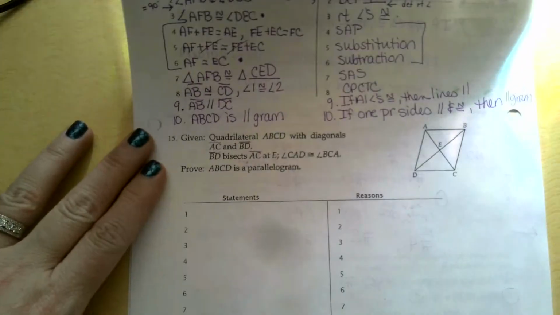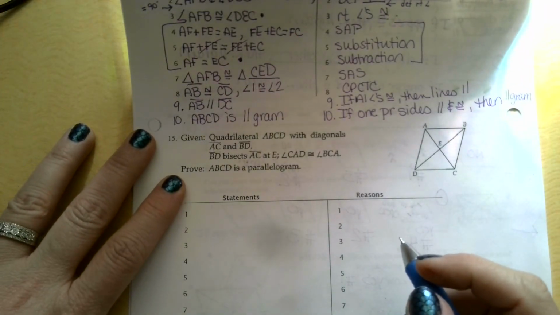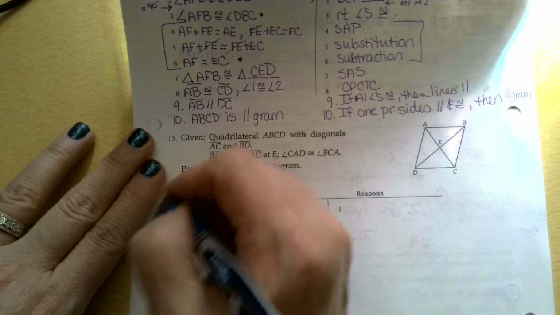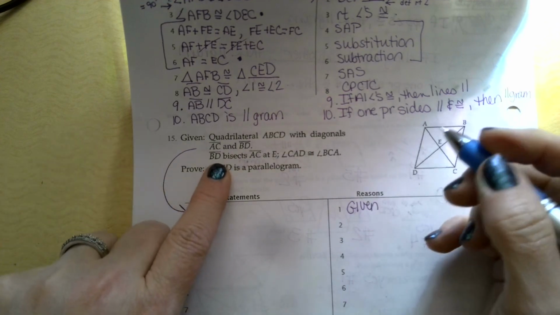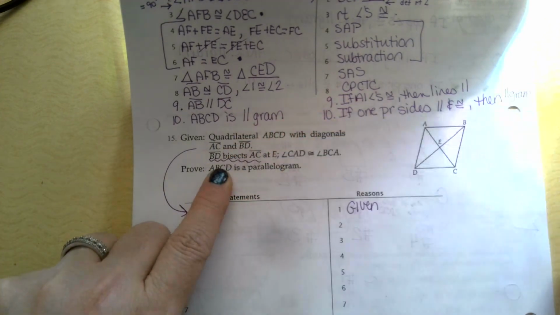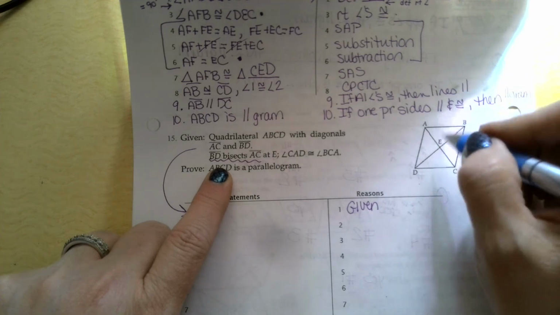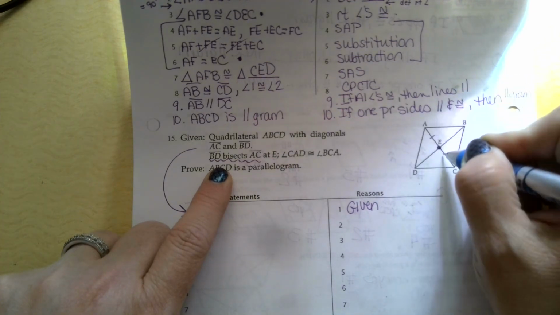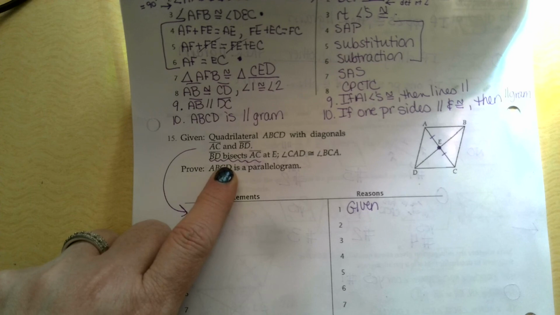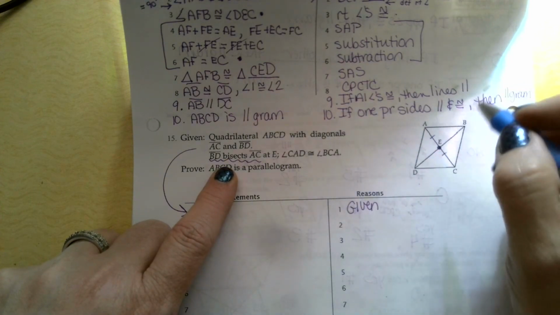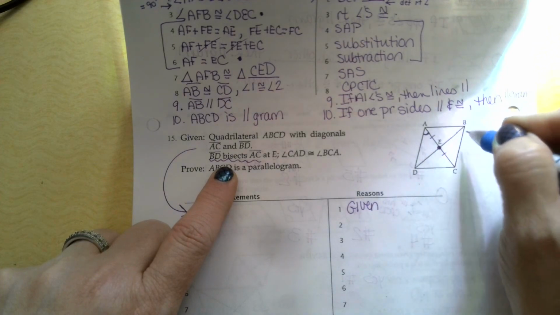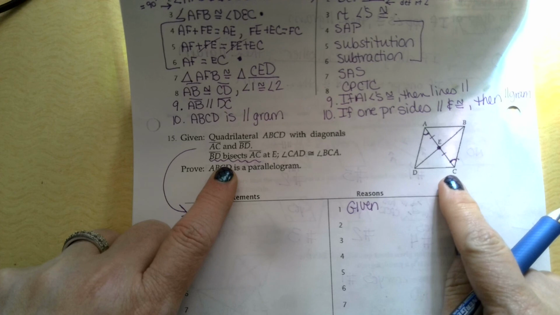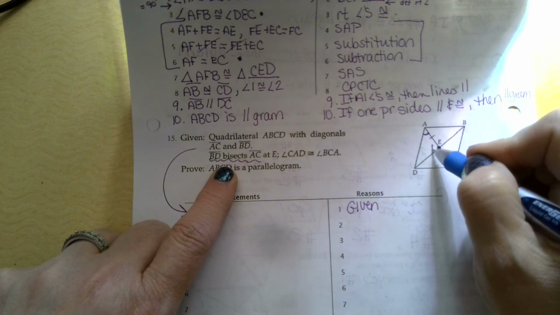All right, number 15. We are actually doing all these. Given quadrilateral ABCD has diagonals AC and BD. We're just going to put this given right here. BD bisects AC. We've seen that before. So BD bisects AC, so I'm going to have a midpoint. I'm going to have congruent segments. CAD is congruent to BCA. I'm going to have probably vertical angles.